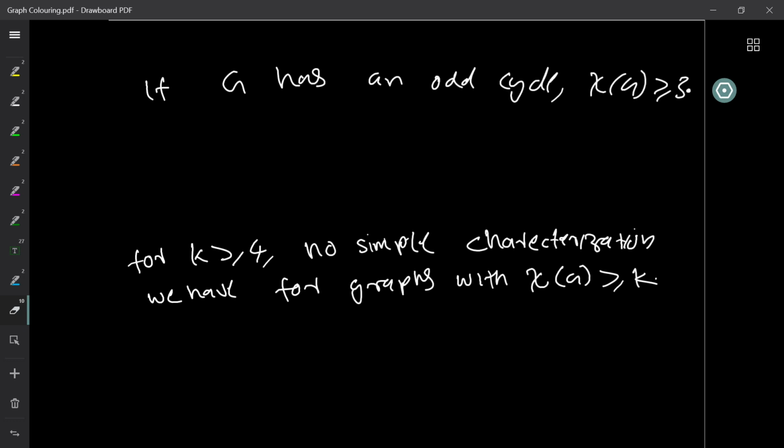But unfortunately, for k greater than or equal to 4, we don't have any such simple characterization. Okay, for graphs with chromatic number greater than or equal to k, right? So whether the chromatic number is greater than or equal to k or not, we don't have any simple characterization. Of course, for specific cases we have some complicated characterizations, but we will come to that later.